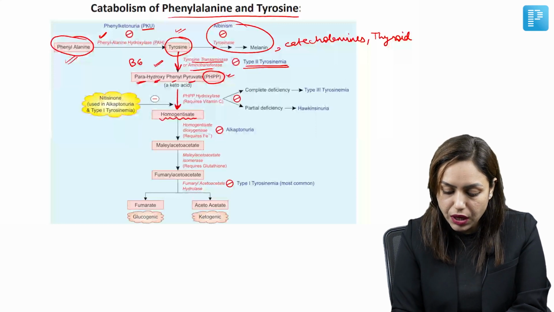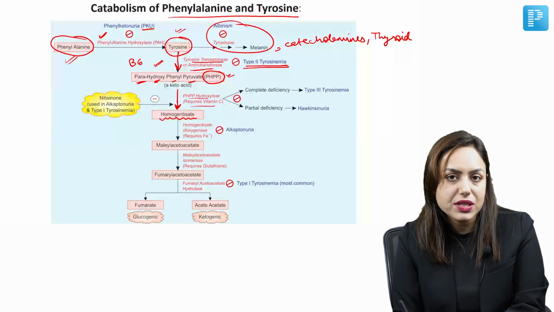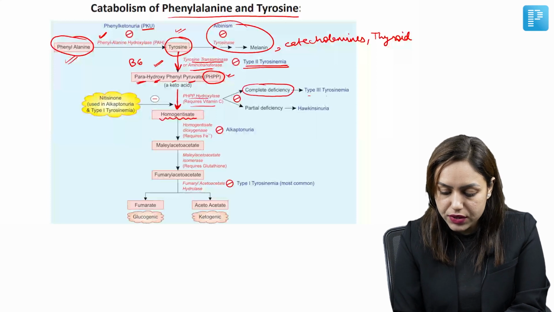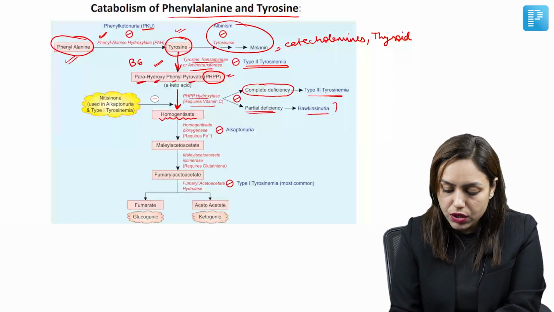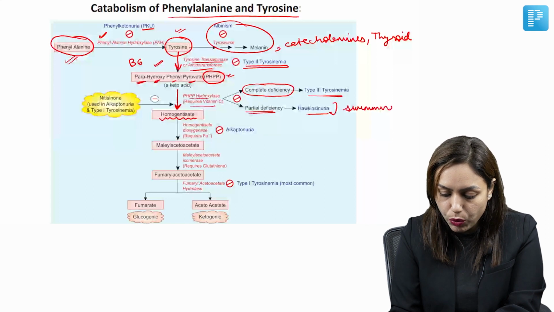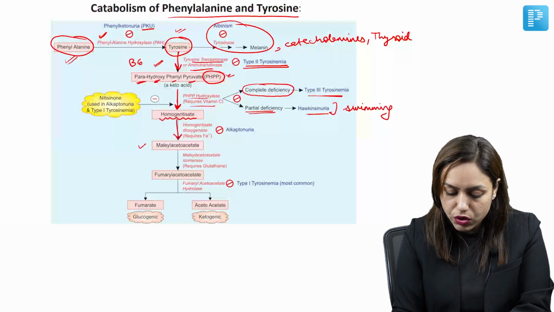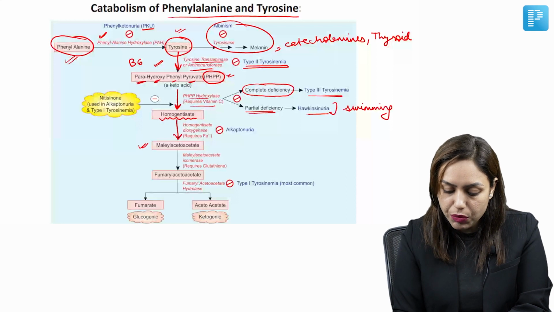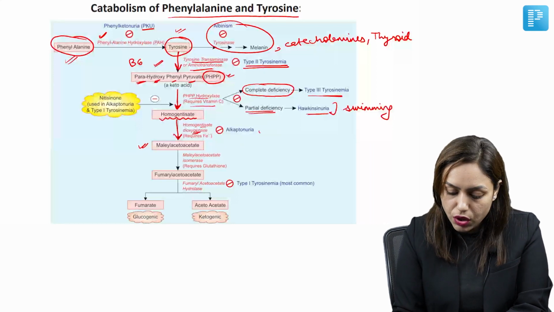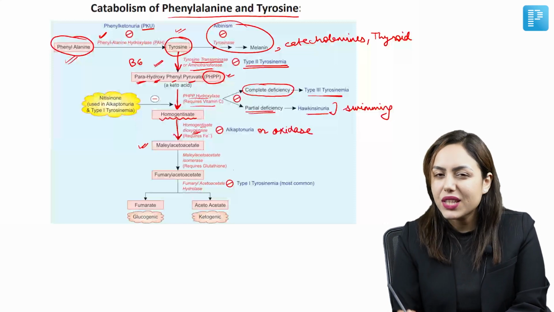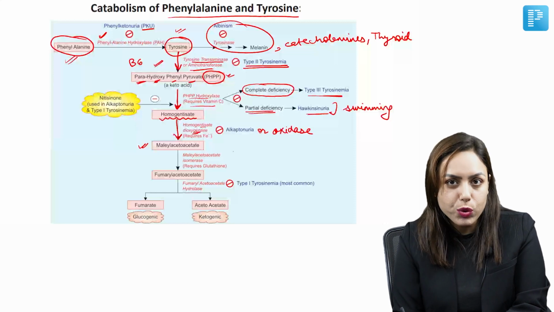The enzyme is PHPP hydroxylase, which requires vitamin C. Complete deficiency of PHPP hydroxylase is type 3 tyrosinemia, and partial deficiency is Hawkinsinuria. In Hawkinsinuria, patients have a swimming pool-like odor. Then homogentisate gets converted to maleylacetoacetate. The enzyme is homogentisate dioxygenase, or homogentisate oxidase. This is the enzyme which is deficient in Alkaptonuria.